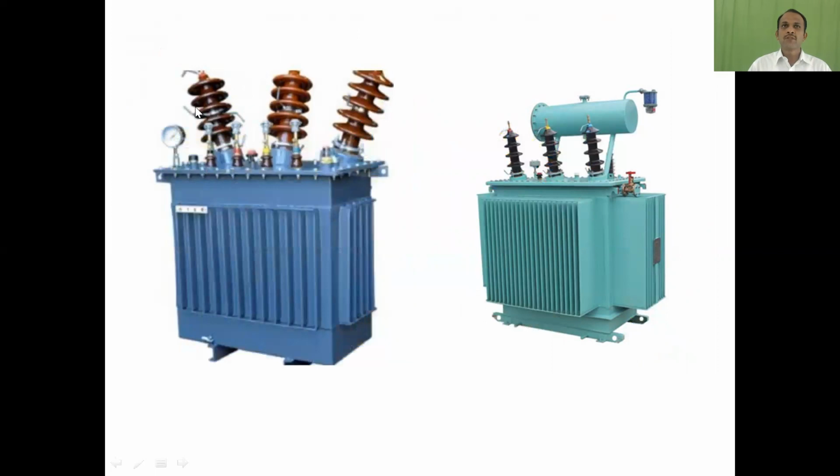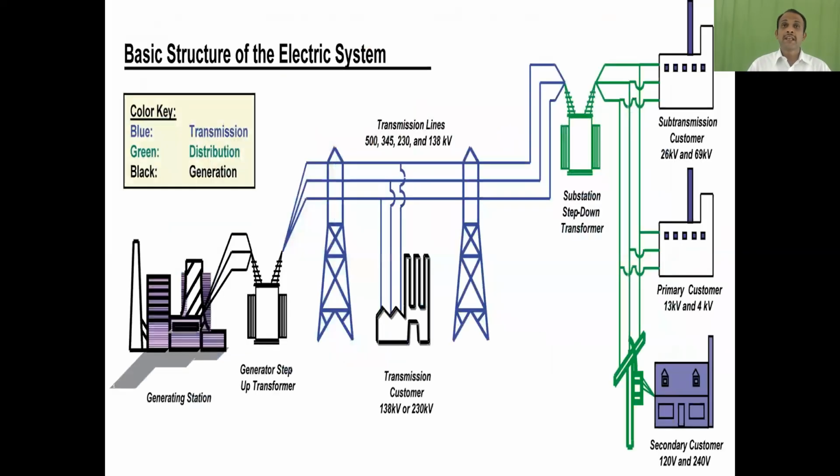And these are the bushings which carry your RYB. These are the bushings which carry your three-phase supply RYB. So this is the complete picture of your completed transformer with the inserted core and windings. And three-phase transformers are also used in power systems.